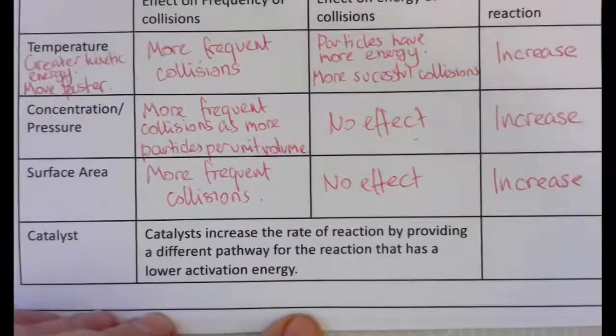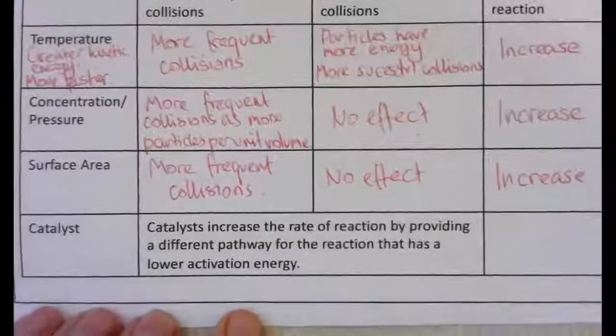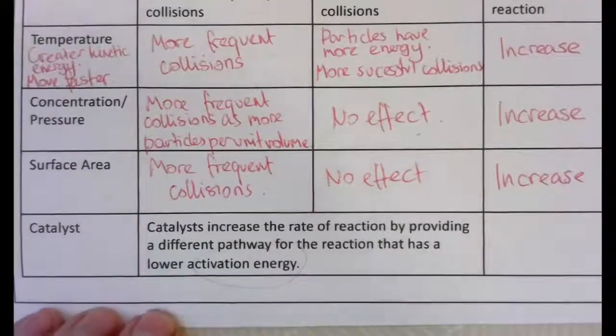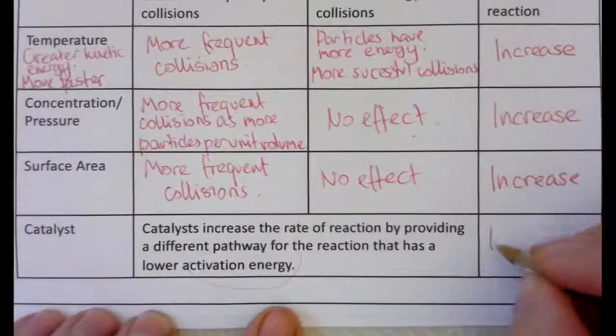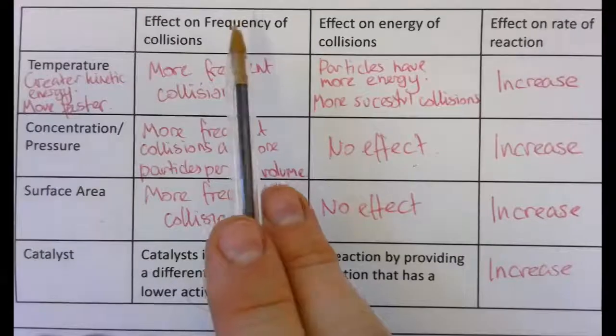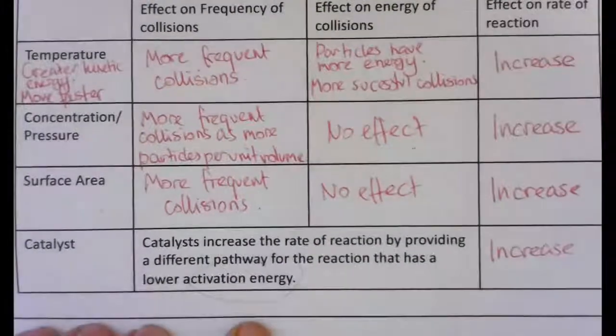So we're looking at the use of a catalyst. A catalyst is something that speeds up the rate of reaction without being used up itself. So it kind of doesn't really take part in the reaction. What it does do is provide a different pathway for the reaction that has a lower activation energy. So the particles can collide with less energy than they could previously and still react. So catalysts will increase the rate of reaction. They don't affect the frequency of collisions, they don't affect the energy per collision, but there's more chance of a successful collision because it needs less activation energy.